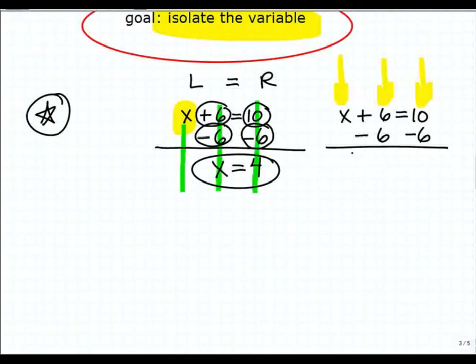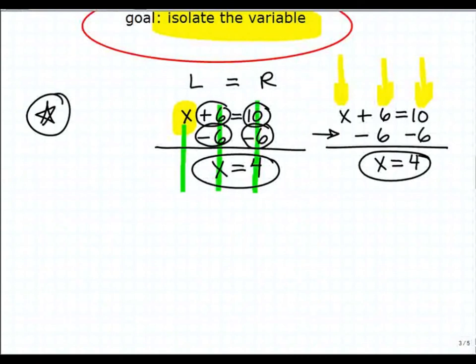So it's going to be x plus nothing is x, plus 6 minus 6 is 0, and then 10 plus a negative 6, or 10 minus 6, is 4. One step. The only step I took was subtract 6 from both sides of the equation, use that inverse operation, and that's it. That's how you solve these basic one-step equations.